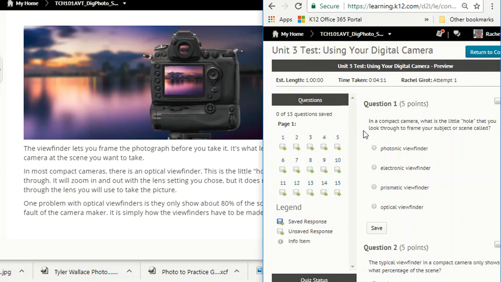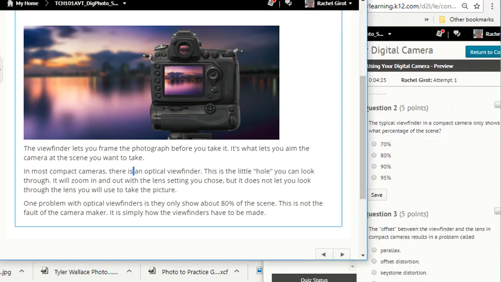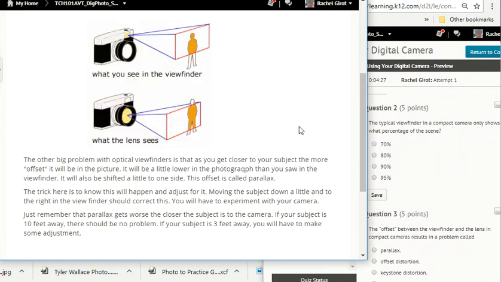So here we go. Question 1. In a compact camera, what's the little hole that you look through to frame your subject or scene called? I saw the answer, did you? It's on that page. All right, next.